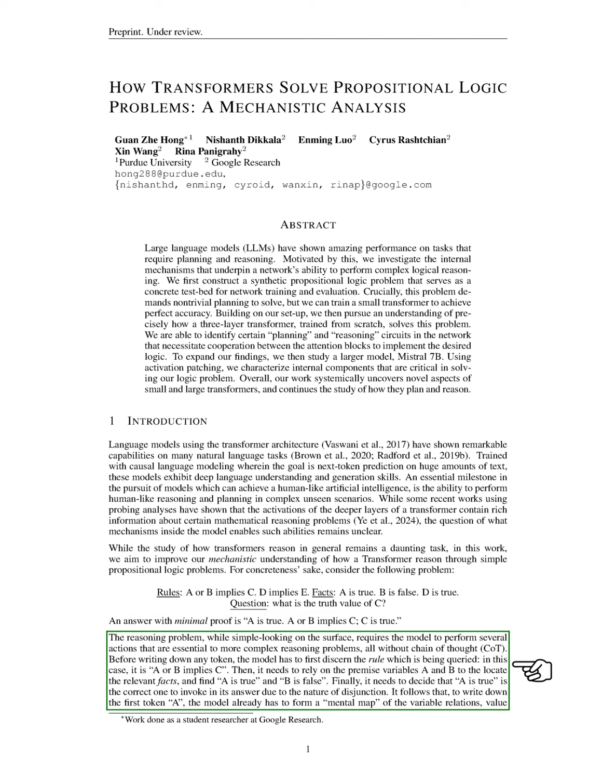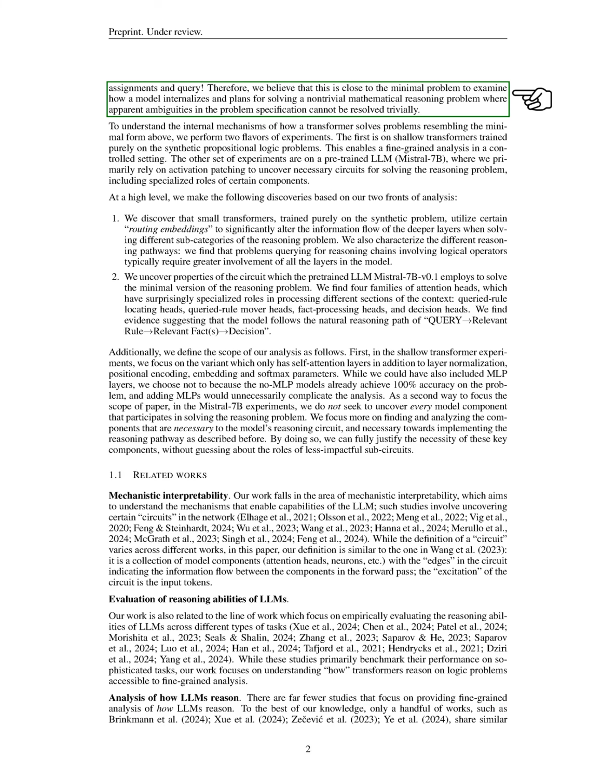Although this problem seems straightforward, it requires the model to perform several critical steps without explicitly thinking through the process. The model must first identify the relevant rule, then use the values of A and B to find the facts, and finally determine that A is true is the relevant fact to use in its answer. We believe this problem is a good starting point to explore how a model understands and plans for solving more complex reasoning tasks, especially when the problem has ambiguities that are not easily resolved.